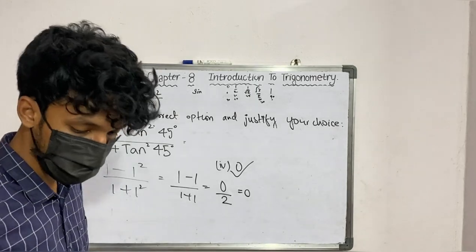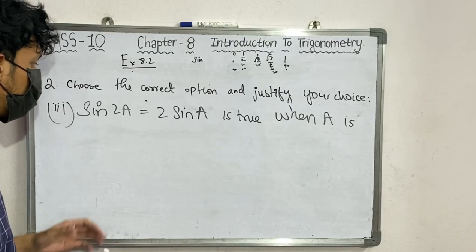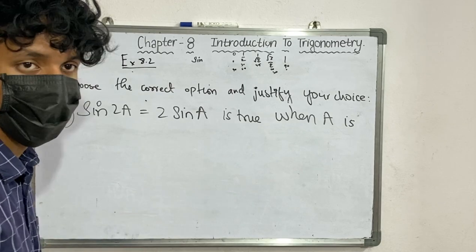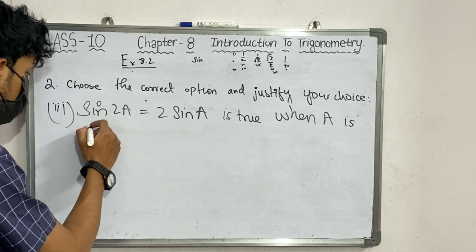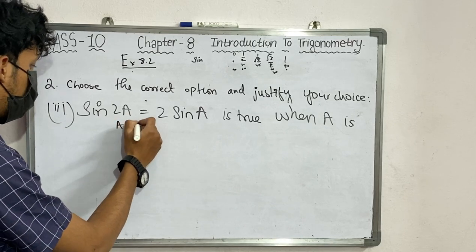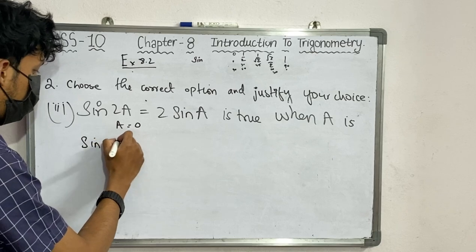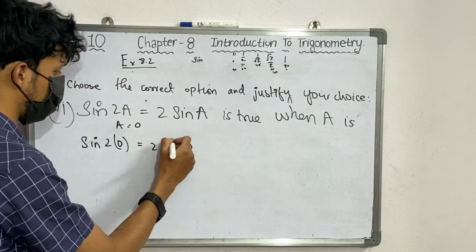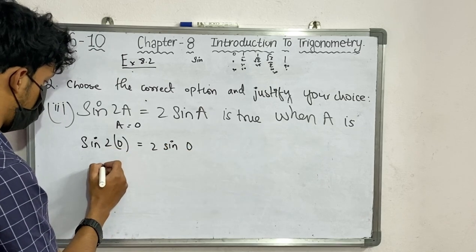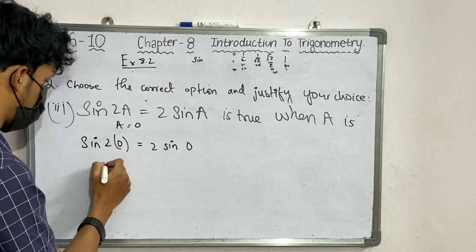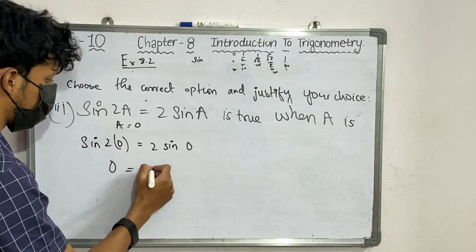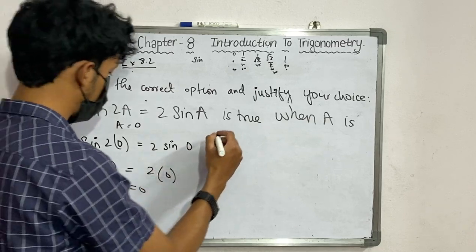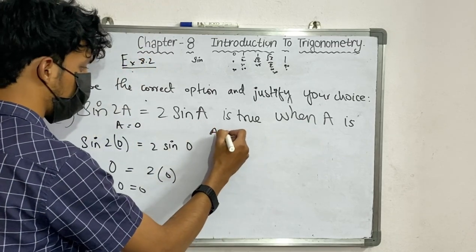Now we move to the next bit. Previously we solved the first bit and second bit. So we are solving the third bit, that is, sine 2A is equal to 2 sine A is true when A is an angle. First we will set the angle A as 0. So sine 2A, 2 into 0 is 0, and 2 sine A is again 0. So sine 0, and 2 sine 0 is again 0. So 0 is equal to 0. So both are equal when A is equal to 0.